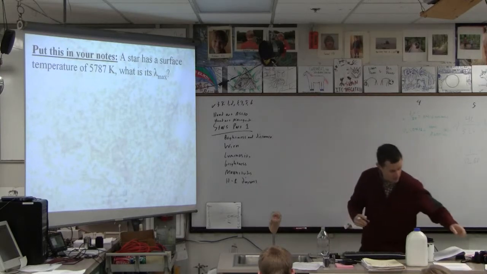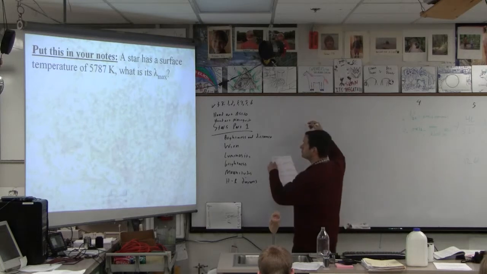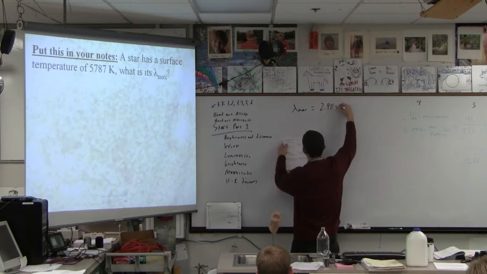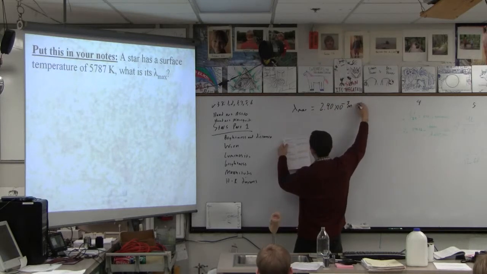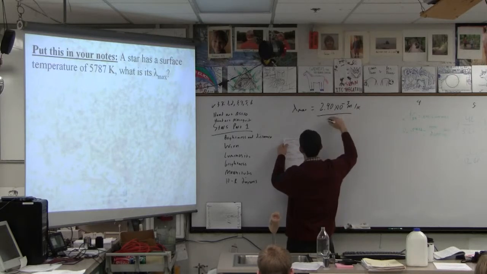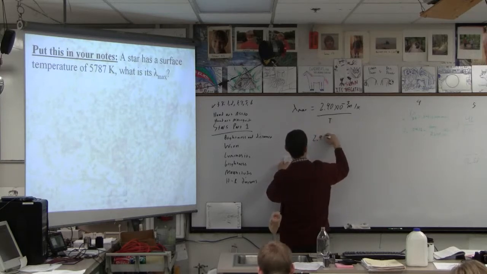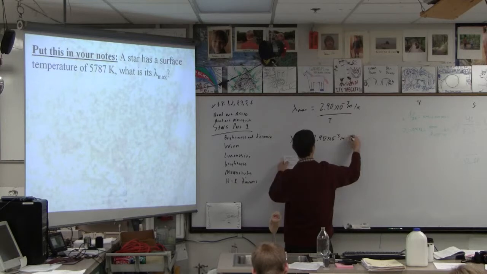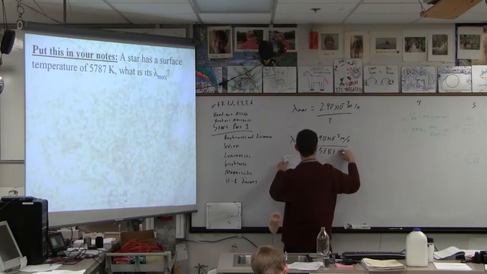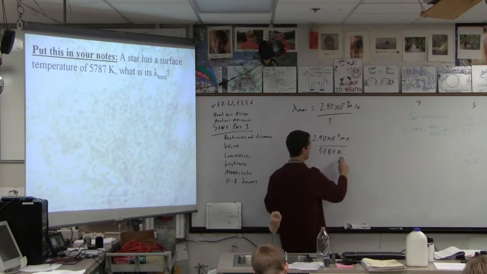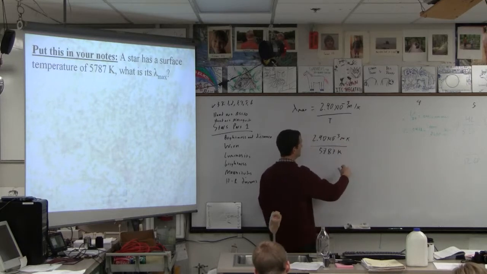So what's our formula? It's 2.90 times 10 to the minus third meters kelvins, right, over the temperature. So this is going to be, this is pretty tough, okay? Pretty tough stuff here. And then we're going to divide by 5,787 kelvins. I don't think it's meters per Kelvin, it's meters kelvins, isn't it? Because these are going to cancel and we're going to get meters.